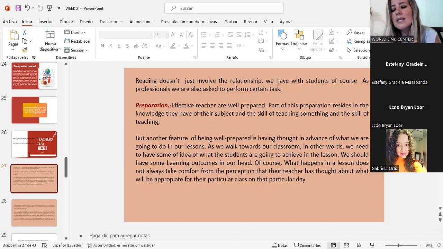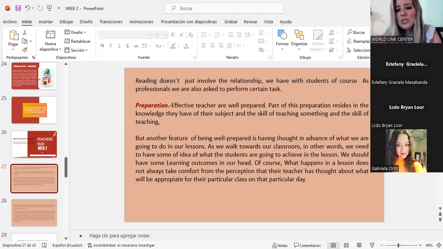While preparation for teaching can include many things, like lesson planning and creating daily activities, another feature of being well prepared is having thought in advance about what we are going to do with the kids, with the students, what we're going to do in our lesson as we walk towards our classroom. In other words, we need to have some idea of what the students are going to achieve in the lesson. Okay, so many institutions always give you the material too, or give you initial training in order to start the classes.